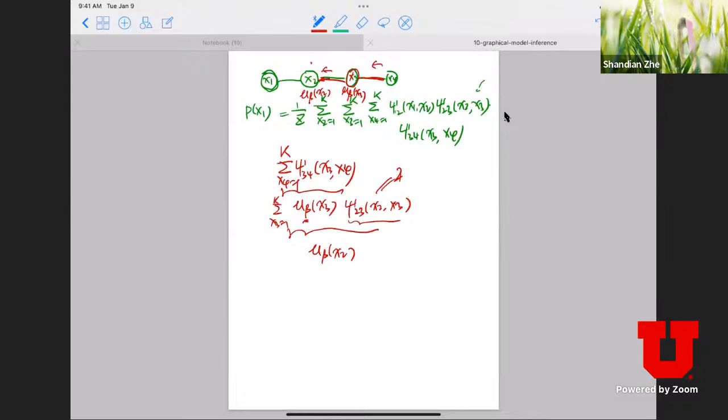Then, to calculate the marginal distribution for x1, we do the final level of summation. We multiply with the potential function psi 1,2 of x1, x2, and then marginalize over x2. Then you get your marginal distribution of x1. So you can see that we can also pass the message from right to left, and this nested structure is actually the same.